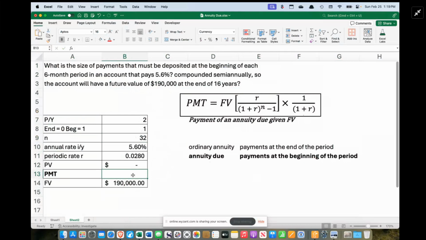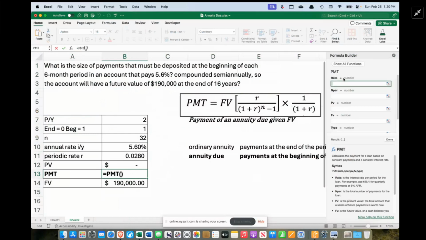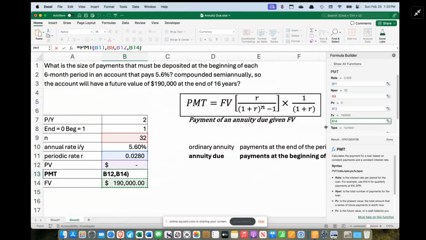I'm going to use Excel because Excel is built for this. So I'm going to use the FX function, and this is the payment function. I'm going to look for this. And so here's what I need. I need the rate. The rate is the 2.8%. The number of periods is 32. The present value is 0. The future value is 190,000.